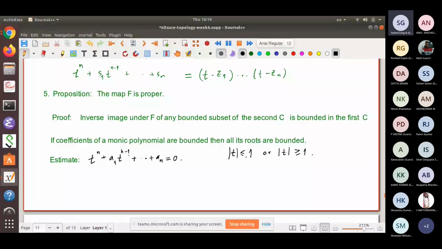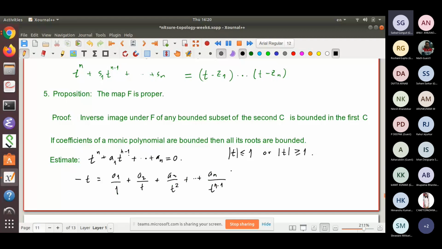Okay. So one of these possibilities is: what if |t| is less than or equal to 1? You already know all roots are bounded, because zi is one of the roots where this is 0. So suppose the root was greater than 1. Then t is equal to minus, taking this to the other side, a1 plus a2 upon t plus a3 upon t squared plus ... plus an upon t to the power n minus 1. No, a1 won't have upon t in it.